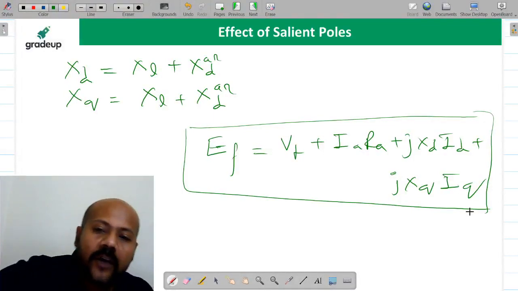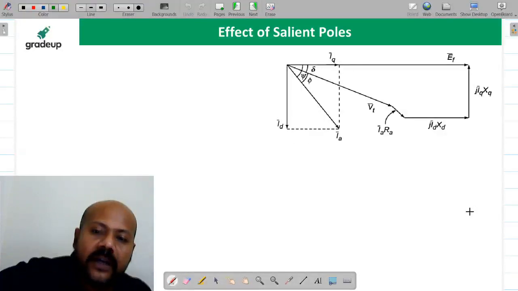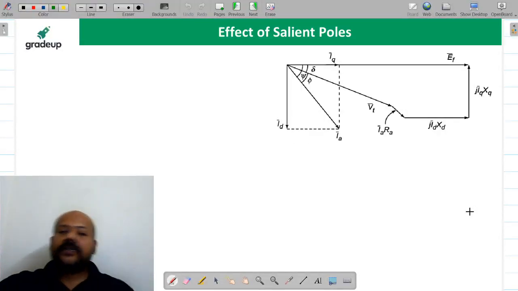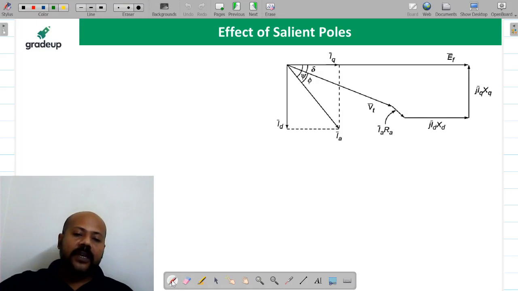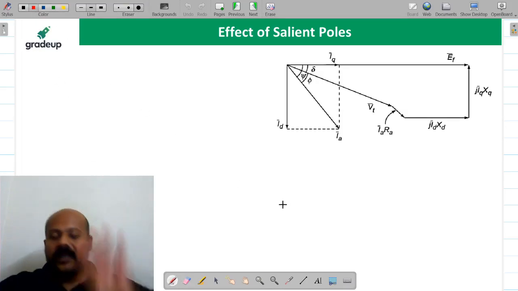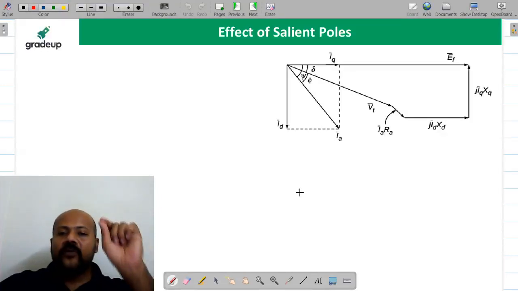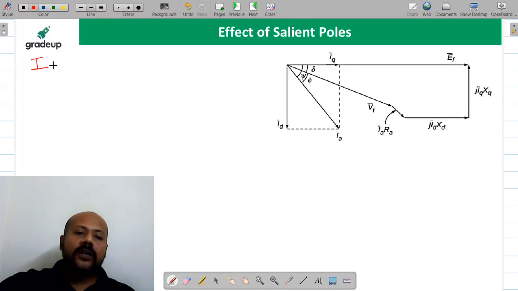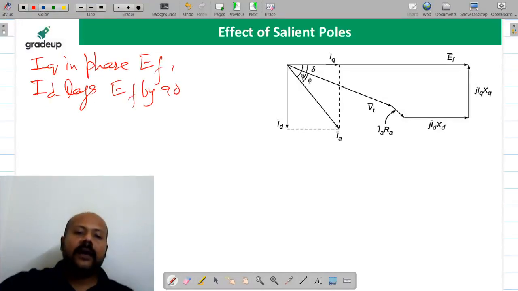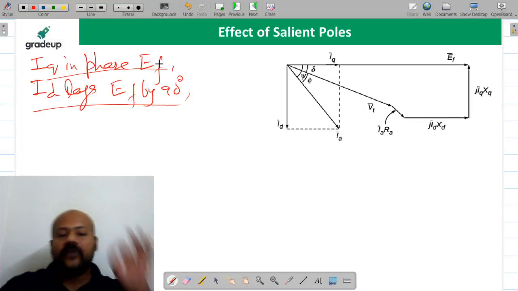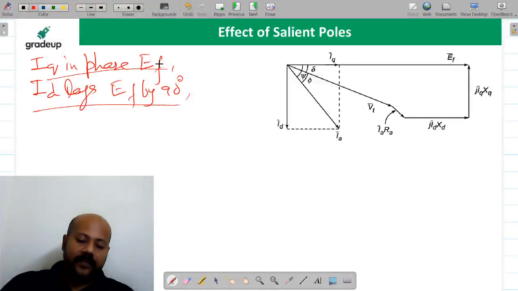Okay beta, now I am going to one phasor diagram that is very simple and you can very easily understand. Now you just focus here. If you understand this phasor diagram, then the further phasor diagrams you will easily understand. One thing you have to maintain, what is that? IQ is going to be in phase with EF and ID is going to lag EF by 90 degrees. These 2 points, if you remember, then you will easily draw the phasor diagram.